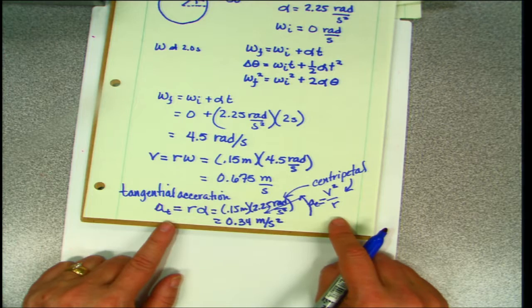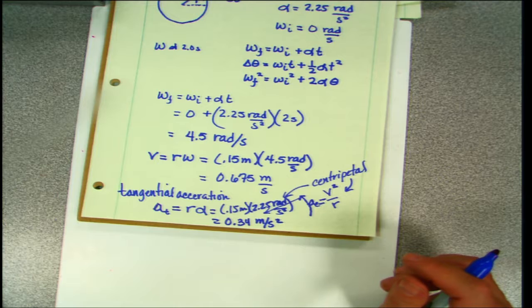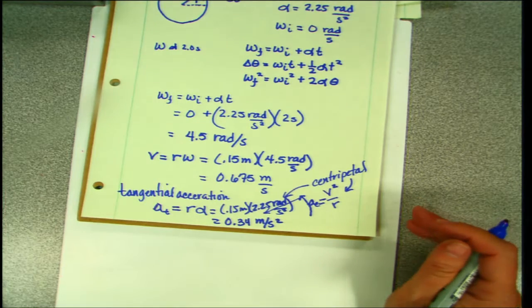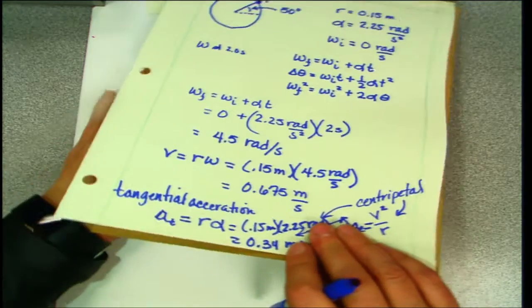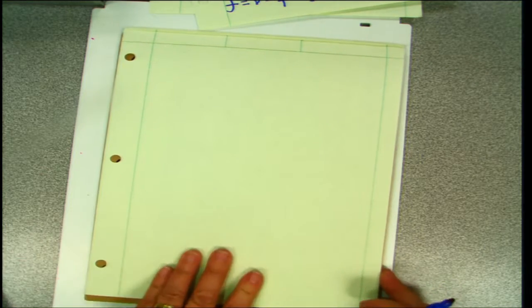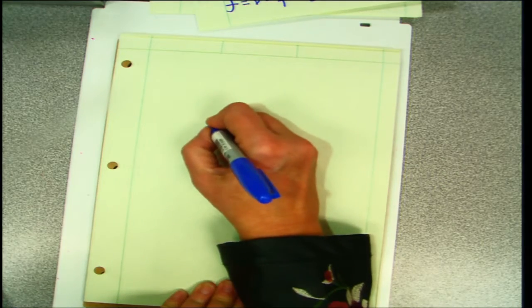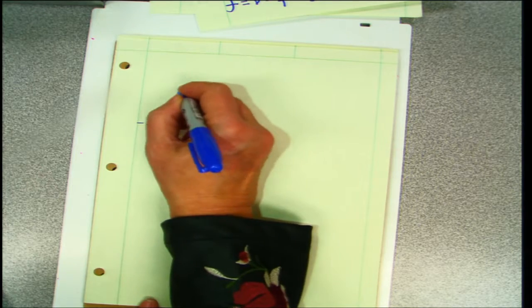So let's look at what we've got. If I've got something that's traveling in a circle or around a curve, because we've been doing this, I've got the center-seeking acceleration, which we call a sub c, which is equal to v squared over r. Now I have a tangential acceleration that's equal to r alpha.